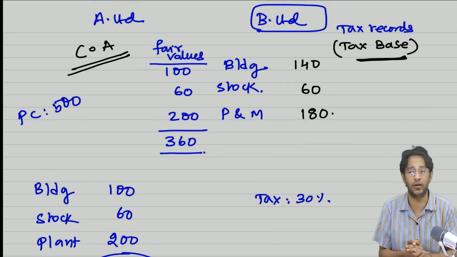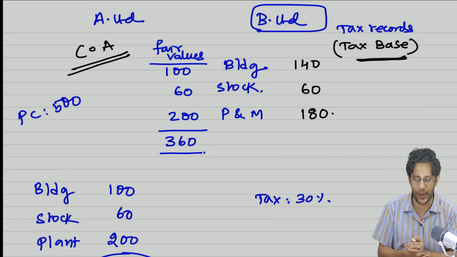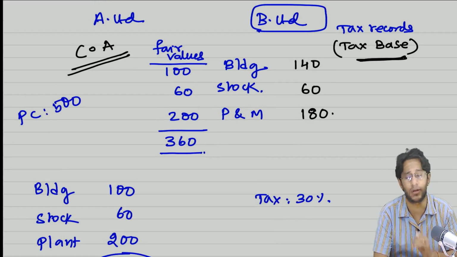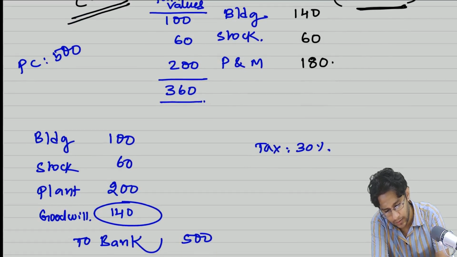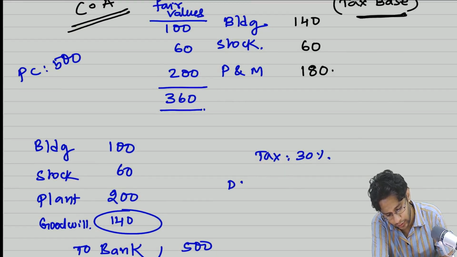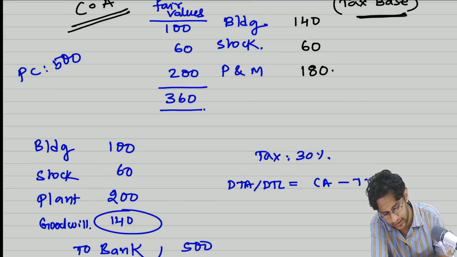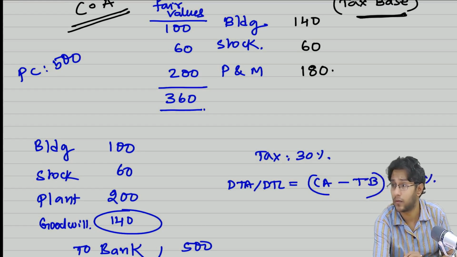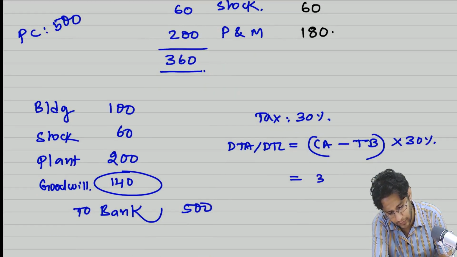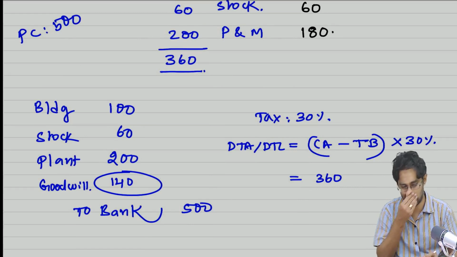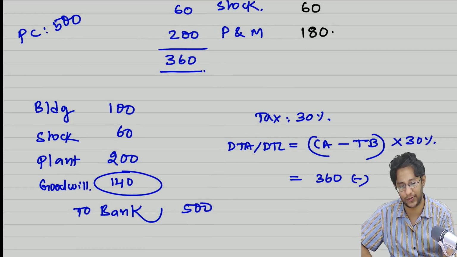And what advantages or disadvantages you have in taking over this is, apart from you getting assets, you will have some future tax consequences also. So let us see. So your DTA, DTL is carrying amount minus tax base into your tax rate, right? So your total carrying amount is now 360. All assets put together minus tax base.